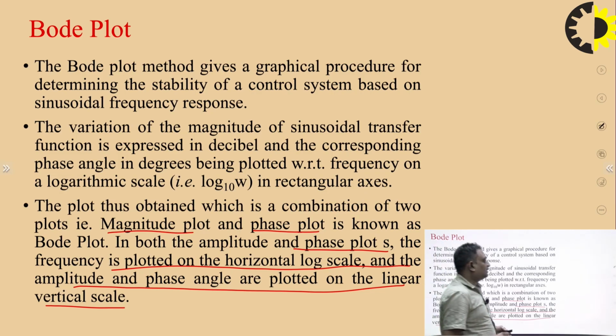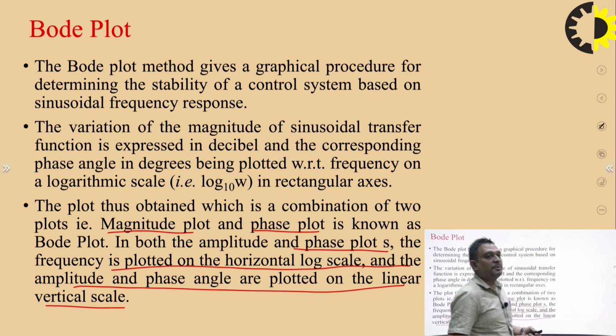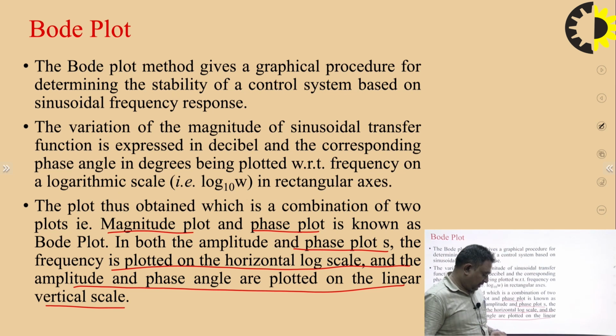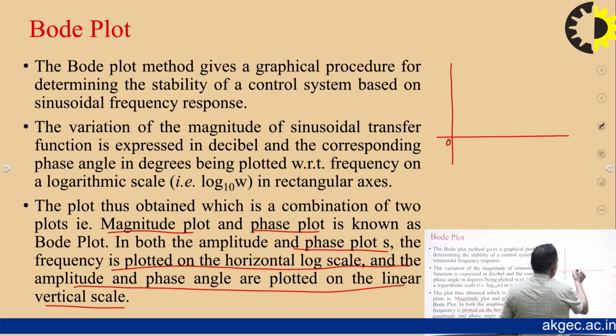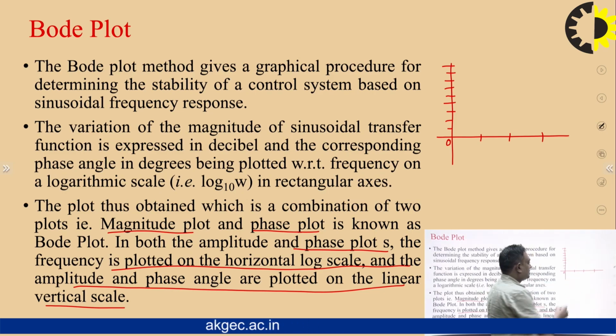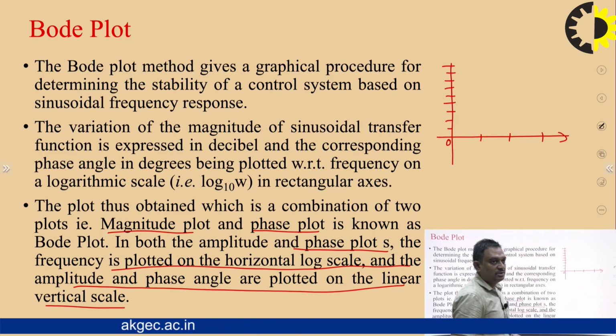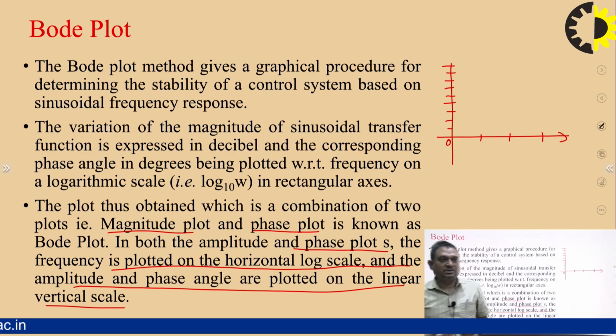So for a Bode plot, we will choose semi-log paper, and on that semi-log paper we will draw the Bode plot. Semi-log paper has points corresponding to the log axis, and the other axis is linear. The vertical axis is the linear axis, while the x-axis is the log axis. The benefit of the log axis is that we can accommodate a large range of frequencies.